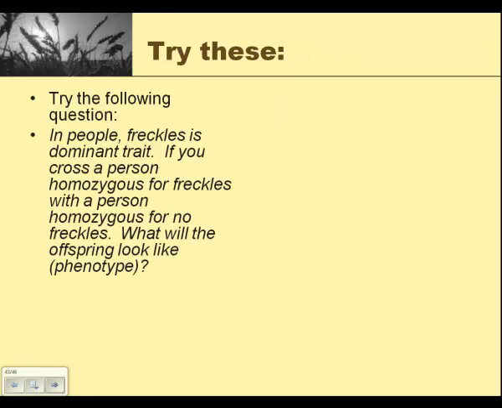Now, here's an example or a sample question that you can take a look at. And if you'd like to try this on your own to see if it makes sense, then you can pause this right now. Otherwise, here's what you would do. Now, I would read through and highlight or underline as I go. So in people, freckles is a dominant trait. Now, first thing I would do is make a key. So we're dealing with freckles. And freckles is a dominant trait. So we could say that non-freckles or non-freckled is the recessive. So I could use a little n and a big N. Now, I use little n simply to represent non-freckled.